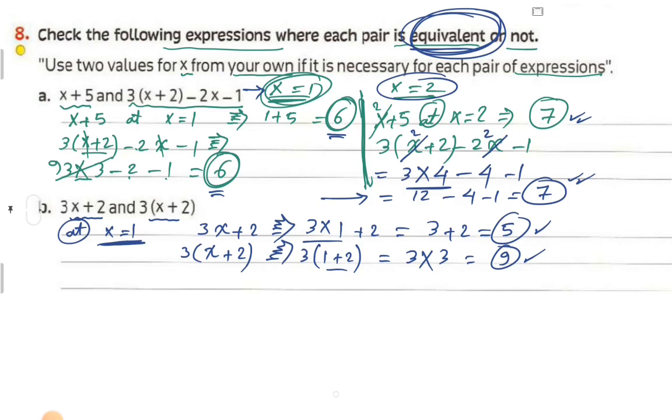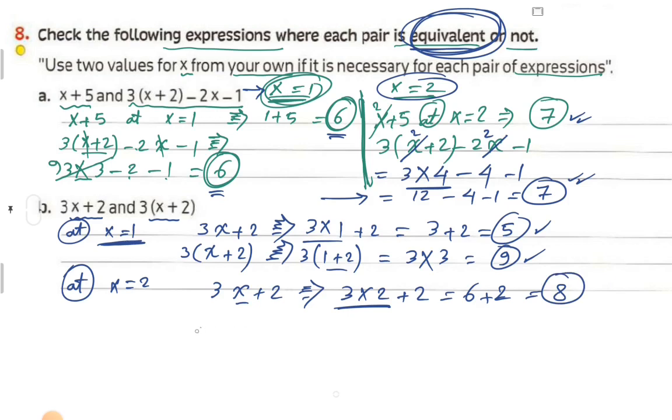But to be sure, use the second trial when x equals 2. The first expression, remove x and put 2. So 3x is 3 times 2, plus 2. Start with multiply. 3 times 2 equals 6. 6 plus 2 equals 8.